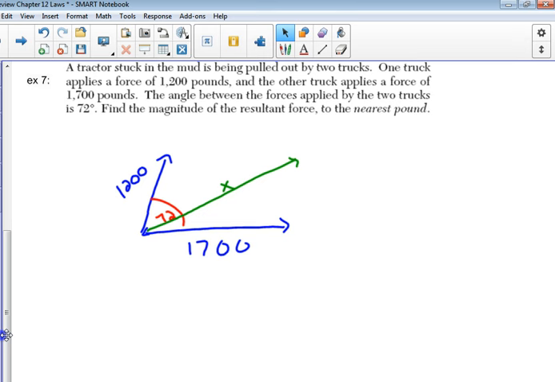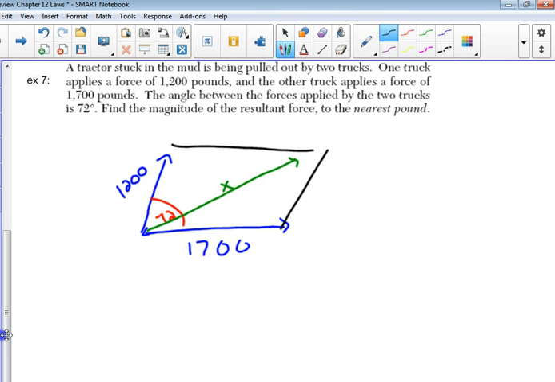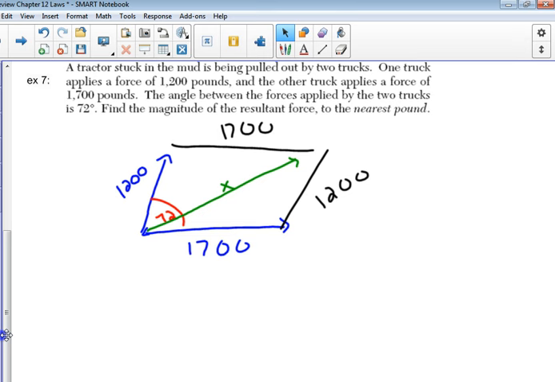So what we're going to do is use our properties of a parallelogram, right? We're going to kind of make a connection out of it. If you know the bottom is 1,700, what's the top? 1,700, good. Left side is 1,200, right side 1,200, okay. We can't use the 72 degrees because it's getting cut. See how it's getting chopped somehow? You don't know how it's getting cut, so we can't use 72 degrees.